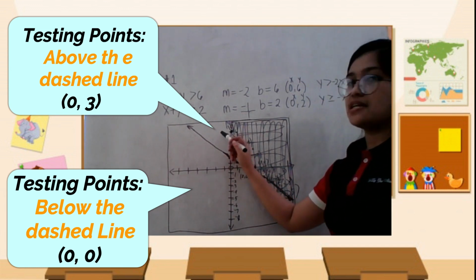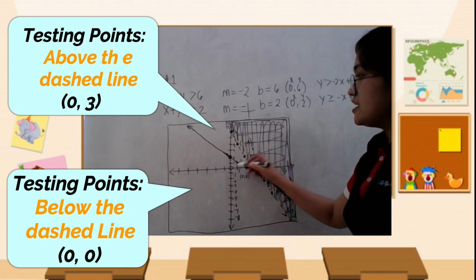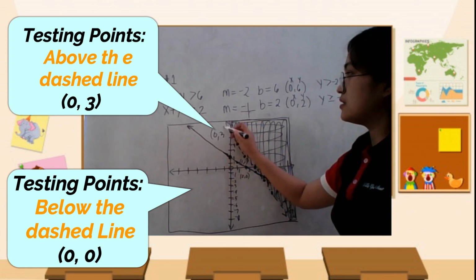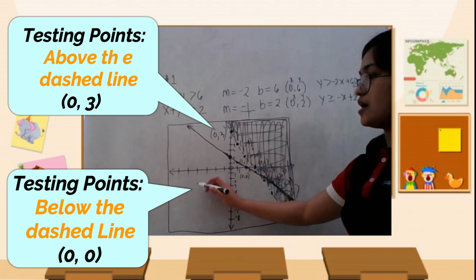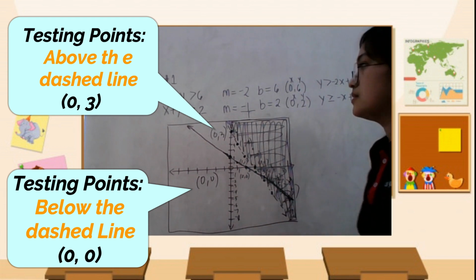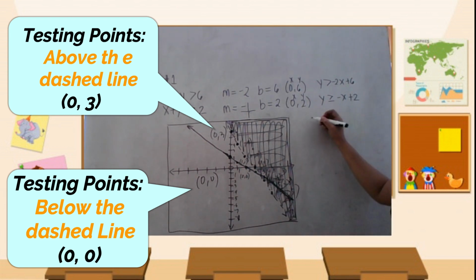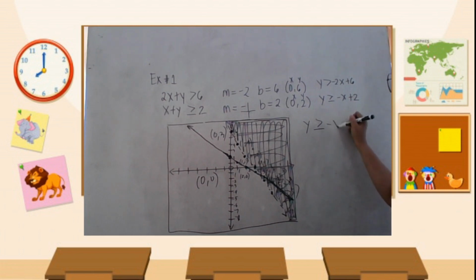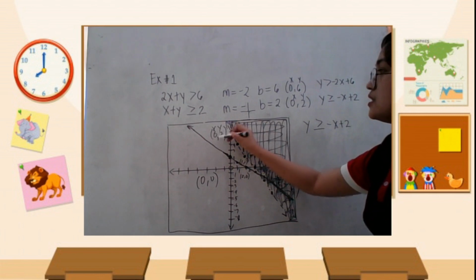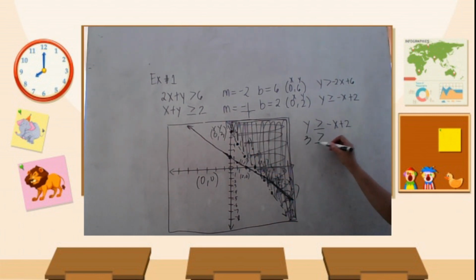Okay, dun sa taas, ang gamitin nating testing point ay 0, 3. And doon naman sa kabilang part ito ay, again, the origin. Okay, so unahin natin ang 0, 3. So, y is greater than or equal to negative x plus 2. So, 0 would be the x and 3 would be the y. So, 3 is greater than or equal to negative 0 plus 2. 3 greater than or equal to 2. Is it correct? Yes, this is correct or true.